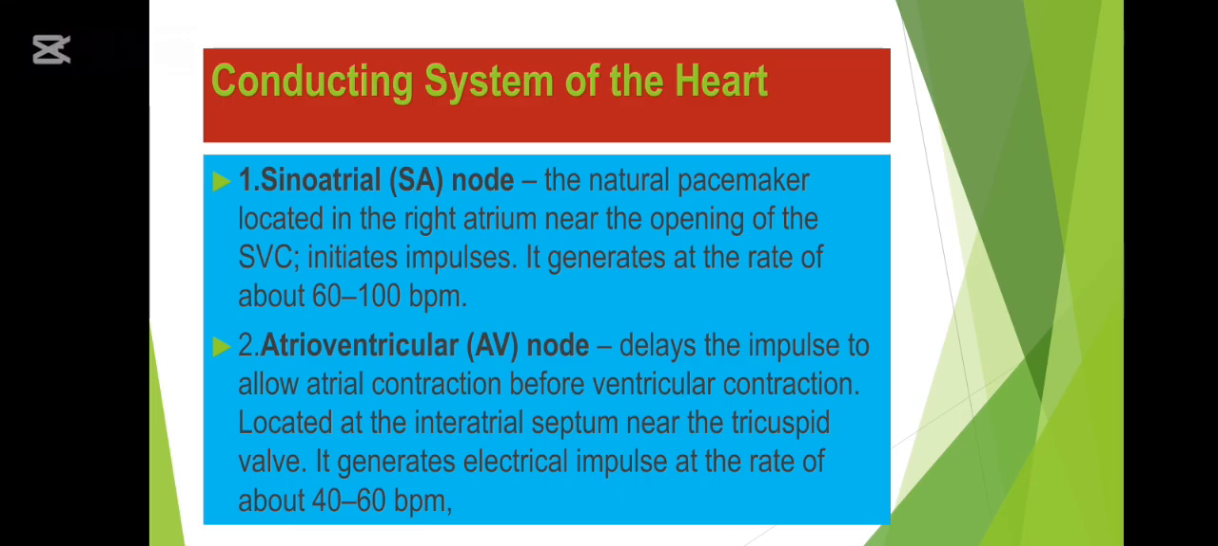So that is about the atrioventricular node. It delays the impulse to allow atrial contraction before ventricular contraction. It is located at the interatrial septum near the tricuspid valve. It generates an electrical impulse at the rate of about 40 to 60 beats per minute.